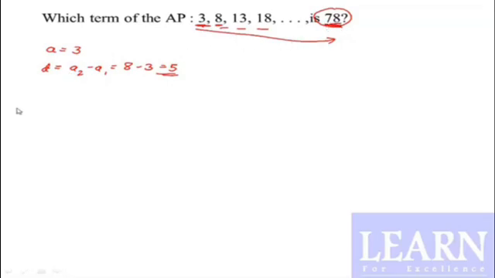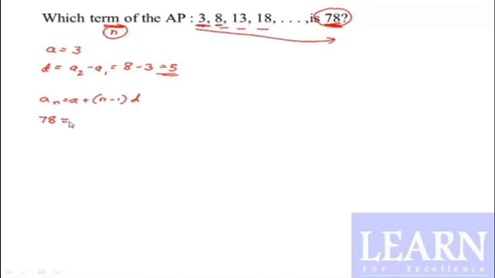We need to find the unknown term. What is the formula to find the nth term? an is equal to a plus n minus 1 into d. Now we have got the unknown term, that is nothing but 78. We need to find which term it is, that is the nth term. We need to find the value of n.